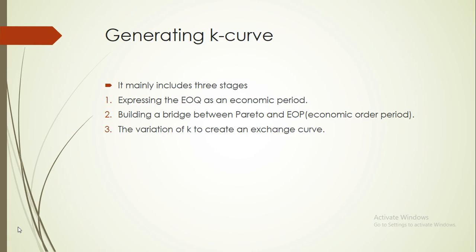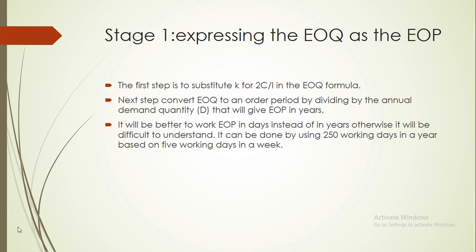So now let us look at how to generate a K-curve. The 3 stages of the K-curve are: first, expressing the EOQ as an economic period. The second stage is building a bridge between Pareto and EOP, that is economic order period. And the third stage is the variation of K to create an exchange curve. So let us start with stage 1.